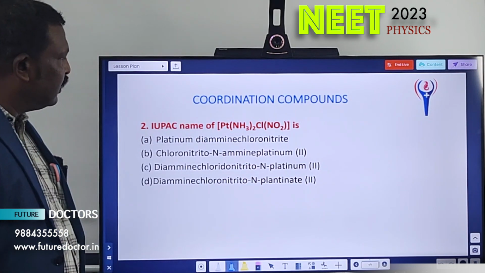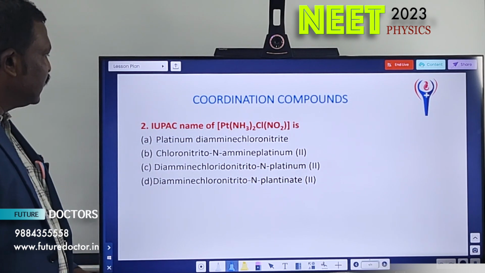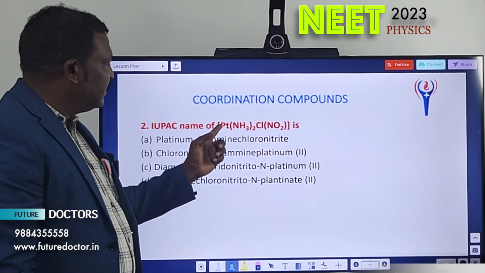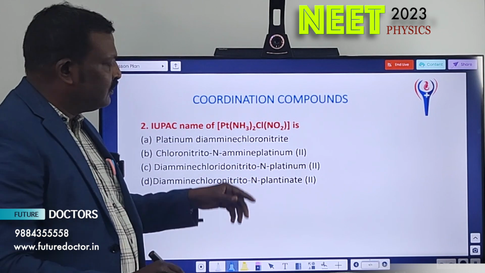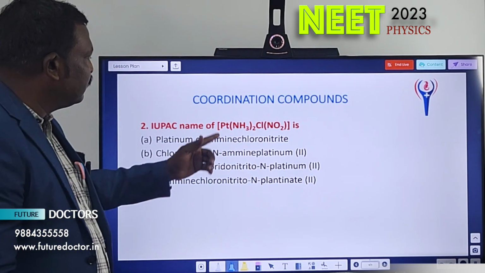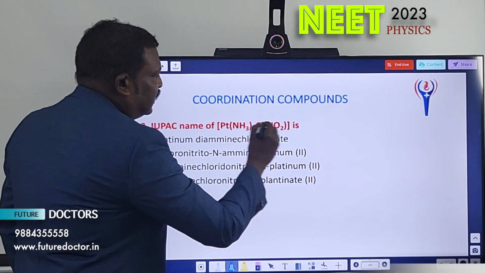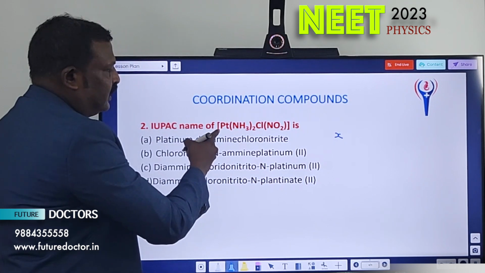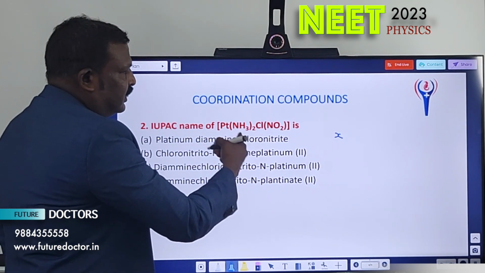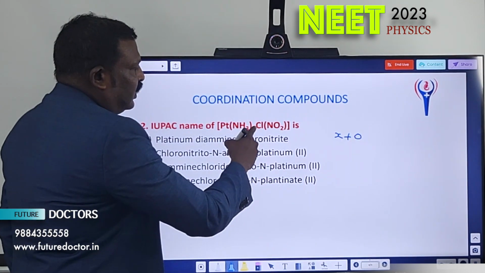So this is also a neutral complex. Now we have to give the IUPAC name to this complex. First of all, you should find out the oxidation state. After that you can give the name to this complex. Here it's a neutral complex, so platinum I consider as X. Ammine is a neutral ligand, so I put 0. Understood? Chlorine is a negative ligand.